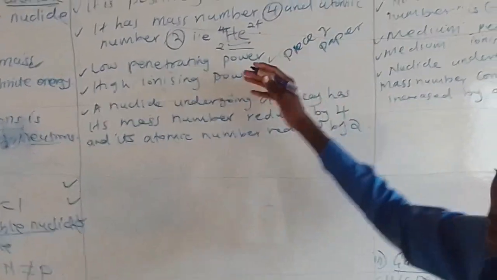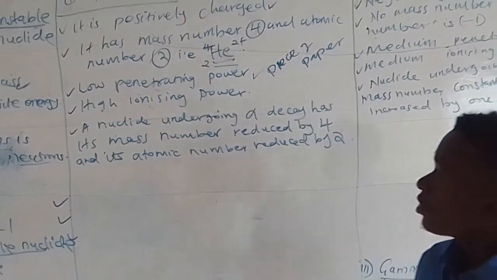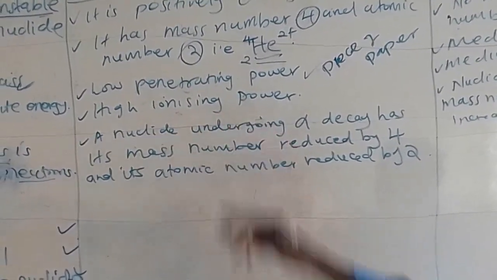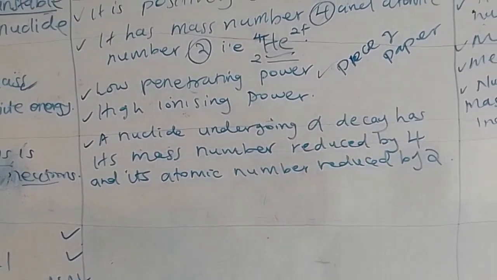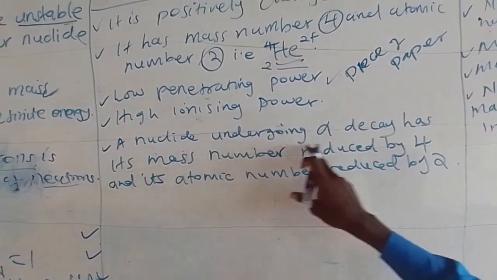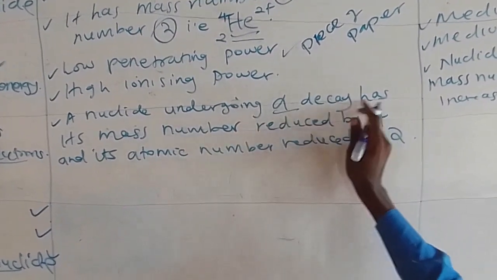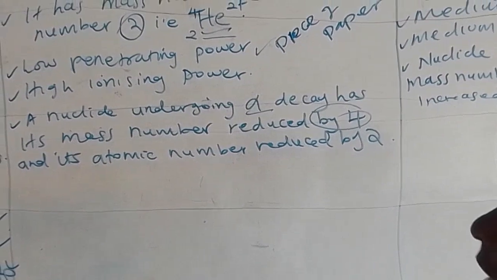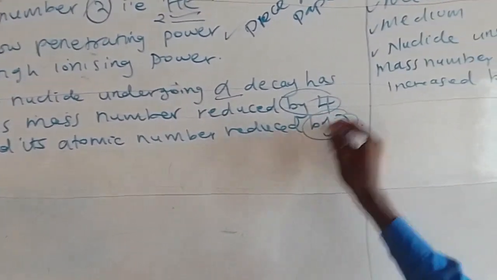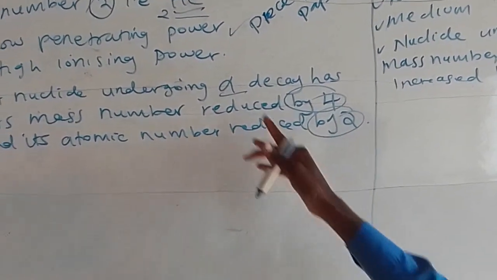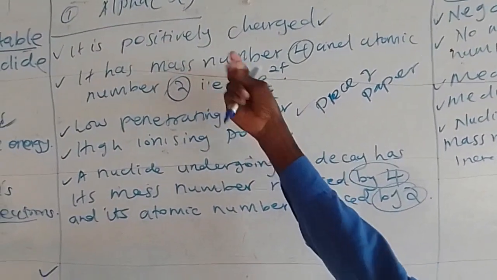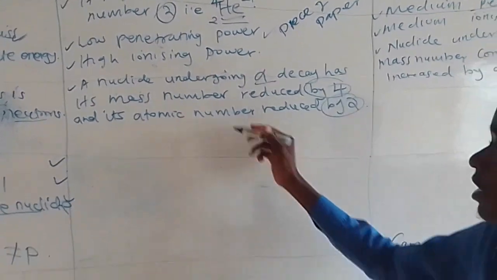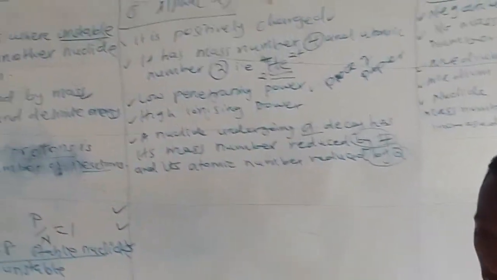The rays can easily be stopped by a thin piece of paper. So having low penetrating power means that it has high ionizing power. What is now its effect? A nuclide undergoing alpha decay has its mass number reduced by 4 and atomic number reduced by 2. Why are we saying reduced by 2? Because we have to say that they are positively charged. So the positive charge gives a decrease in the mass number and atomic number.